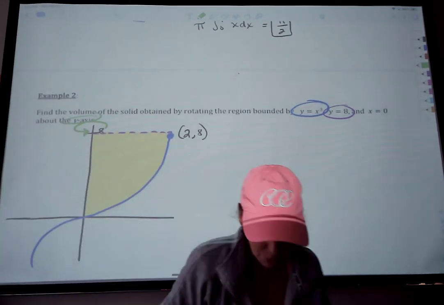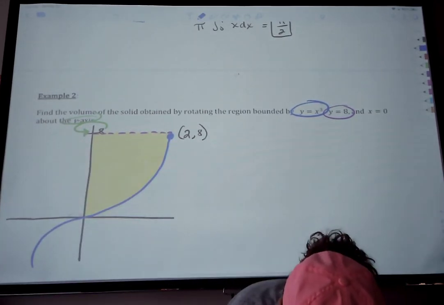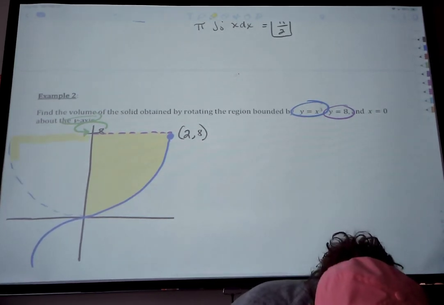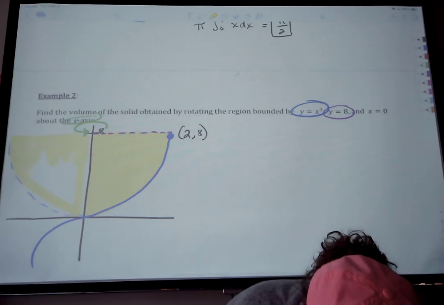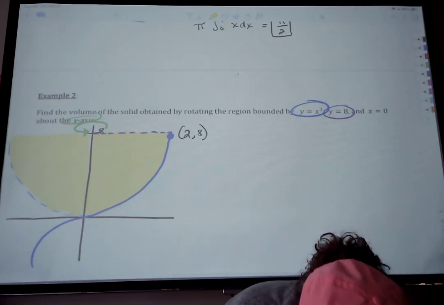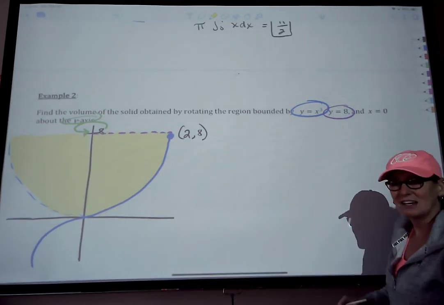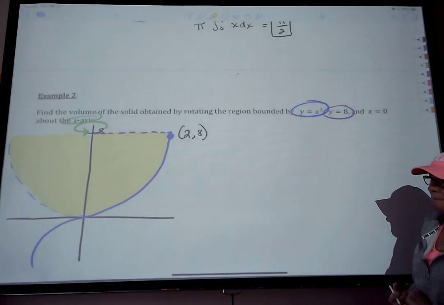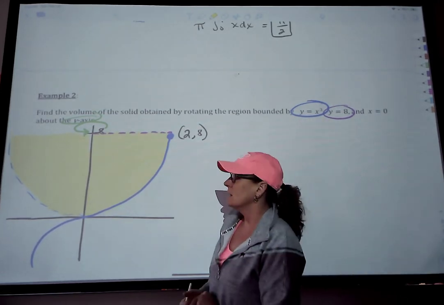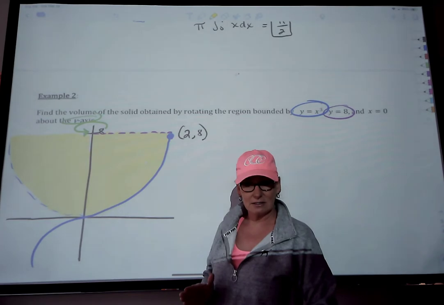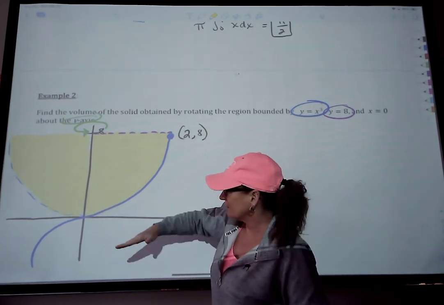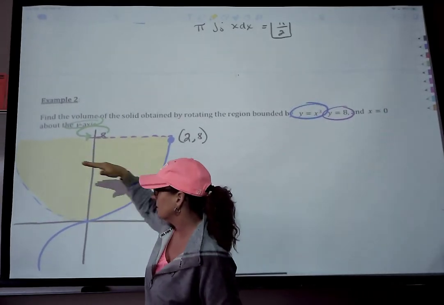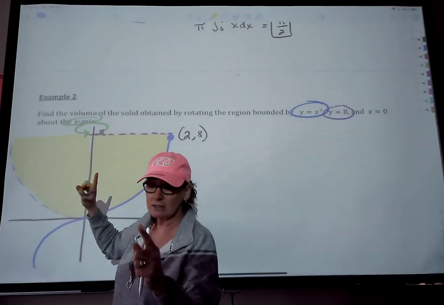So let's draw what it would look like. Let's draw the mirror image over here. I need you to imagine that that is a completely solid object. Okay? Now, slice it. This time, you're going to slice it this way. Because, check this out.